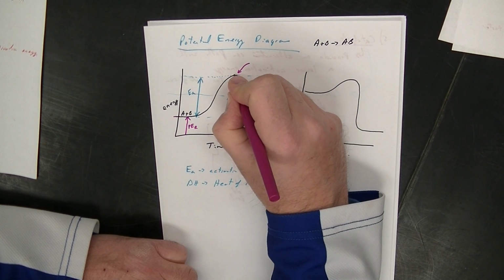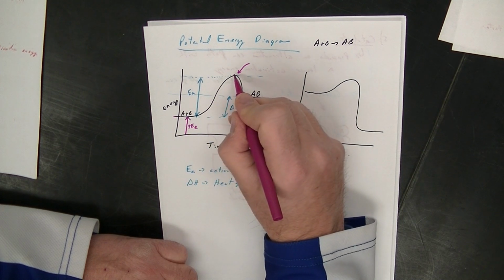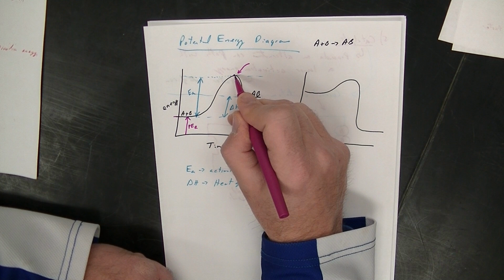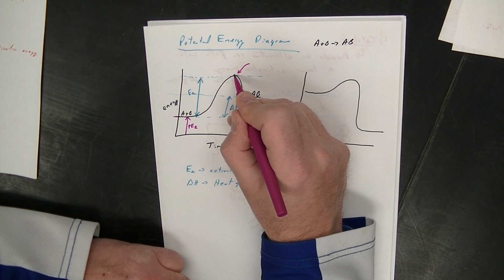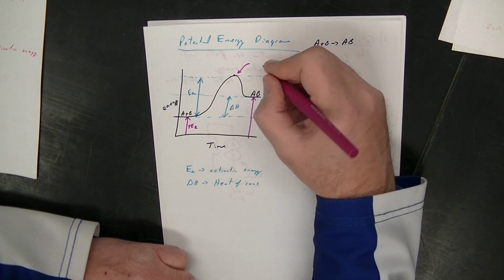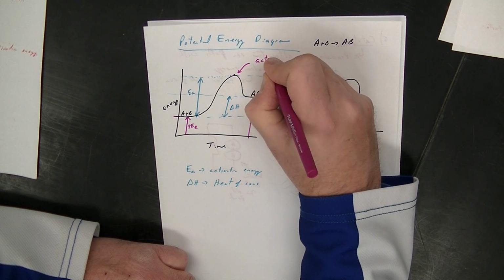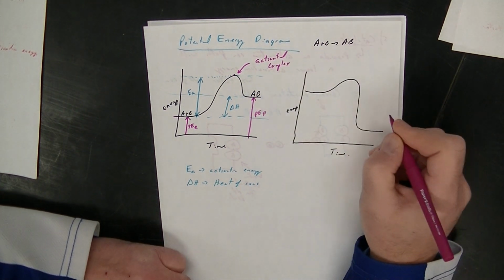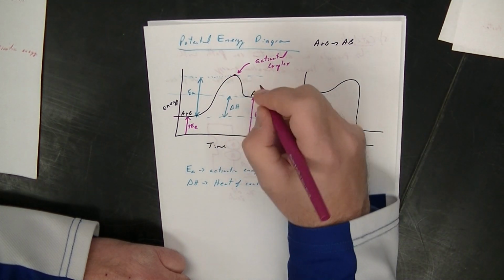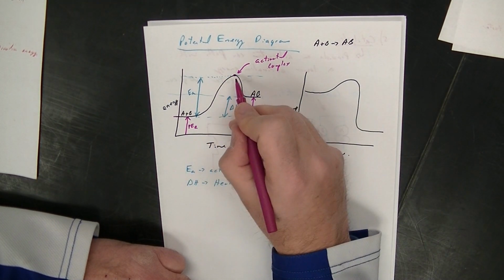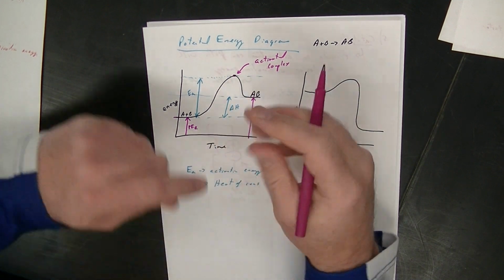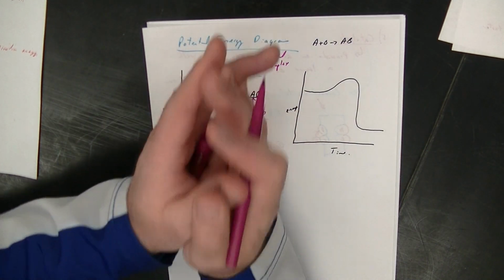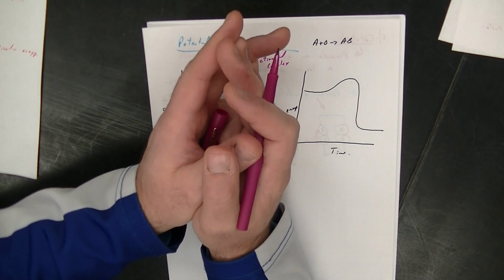Right here at the top, where the particles have collided together and they have the activation energy necessary for the reaction to occur, this point is called the activated complex. Right here at the very tippy top of this curve is where both A and B have collided. They do have enough energy for the reaction to occur, but the reaction hasn't occurred yet.